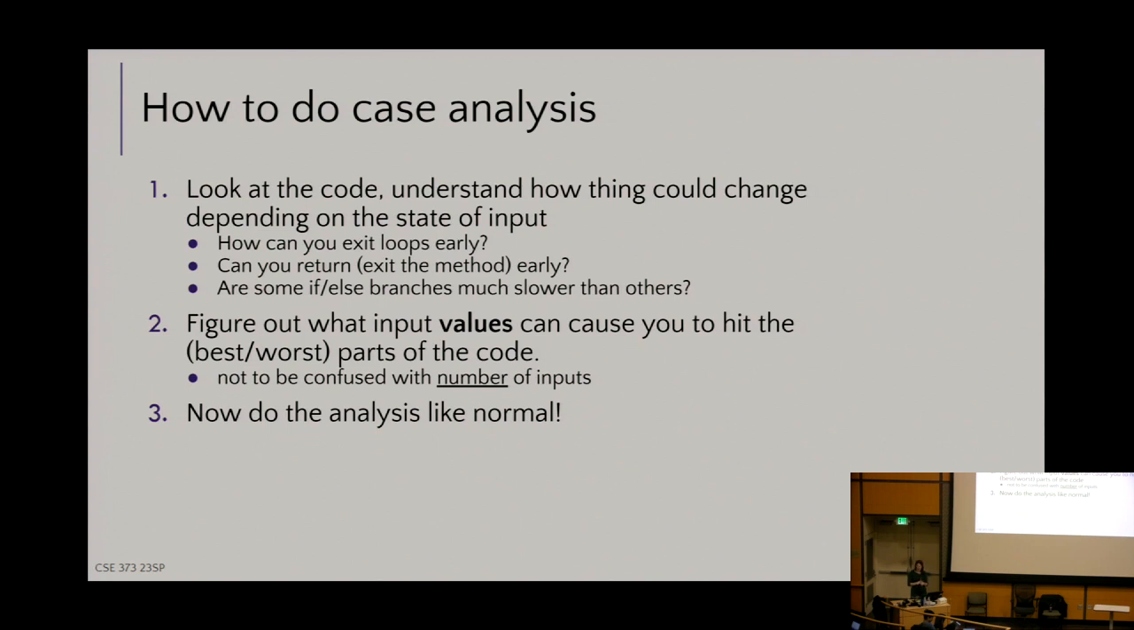Then also think about what input values could cause you to do that, not the number of inputs, but like in our example here, 2 versus 8. We were looking at the same numbers of n, but one time I was looking for the thing that happened to be at the beginning, and one time I was looking for a thing that didn't exist in the list. So what kind of values could trigger those branches that would interrupt the algorithm?